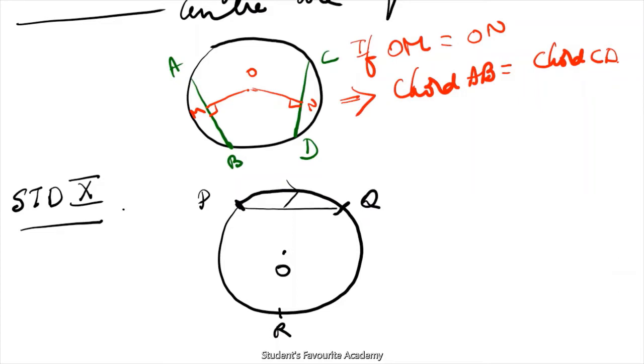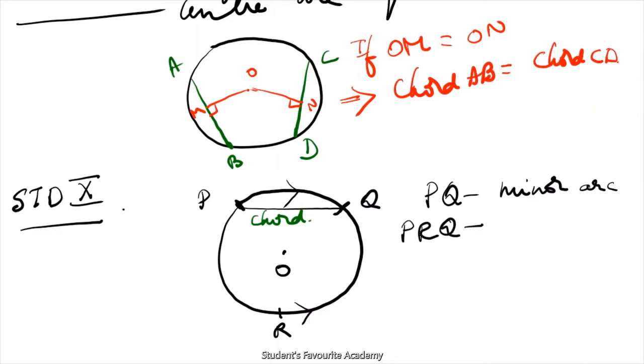Now if you join PQ, it becomes a chord, isn't it? So this is a chord. This chord divides the circle into two arcs. One is this PQ and the other one is PRQ. So PQ is called minor arc and PRQ is called major arc.